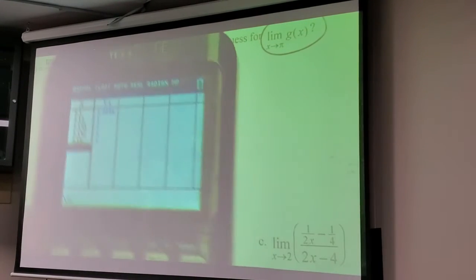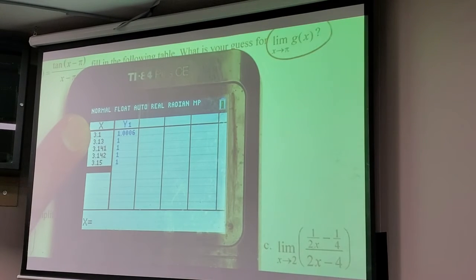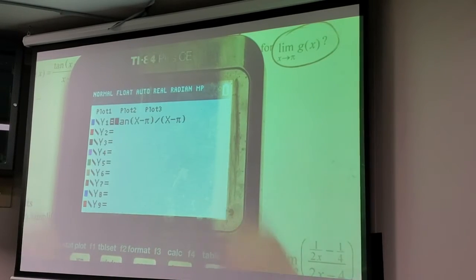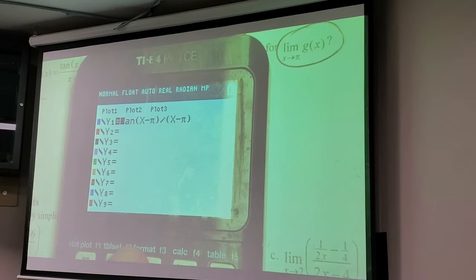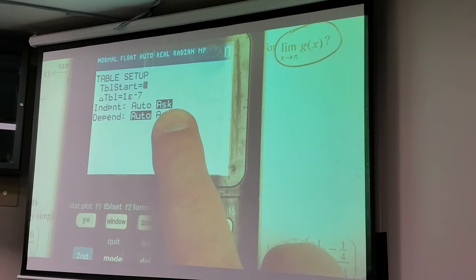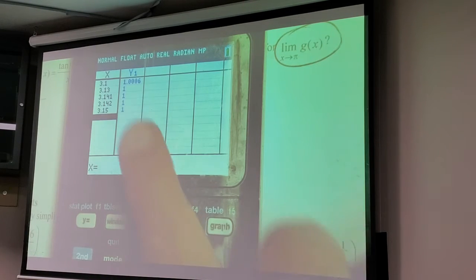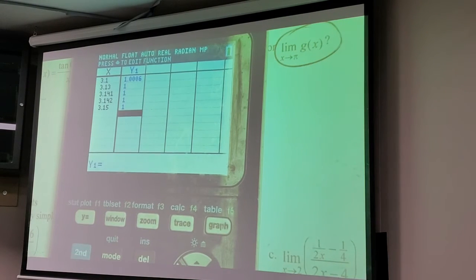Yeah, the first one was kind of neat. It's 1.006. And why is that 1.006? Because I'm not very close to the input that I want, and then I'm getting closer to the input that I want. Yes? How did you get there from y equals on the calculator? I put the function in, and then I went to table set and changed this to ask. It does exactly what it sounds like. It's going to leave this all blank, and it's going to ask you what you want the input to be. Can it go the other way around? Let me see. No, it can't.